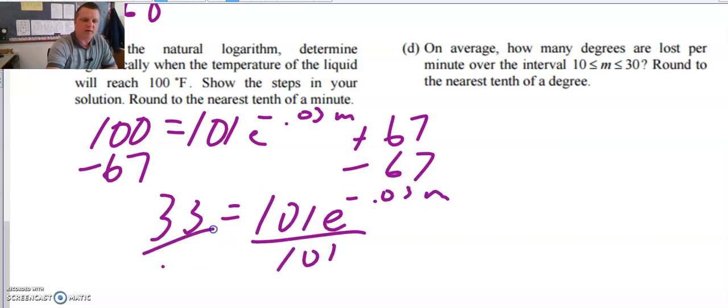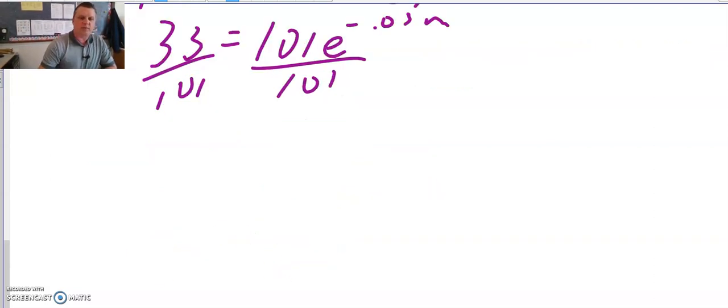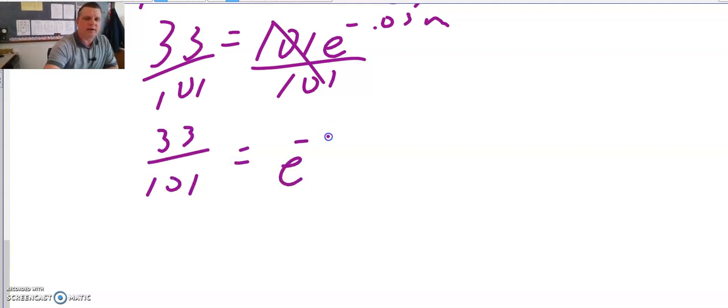Divide by 101, divide by 101. So this is what I'm talking about, where it's an ugly number. Okay, so it's gone over here. So we have 33 over 101 equals e to the negative 0.03m. Now you see that variable as the exponent. I know you're chomping at the bit to throw a log in front of it.